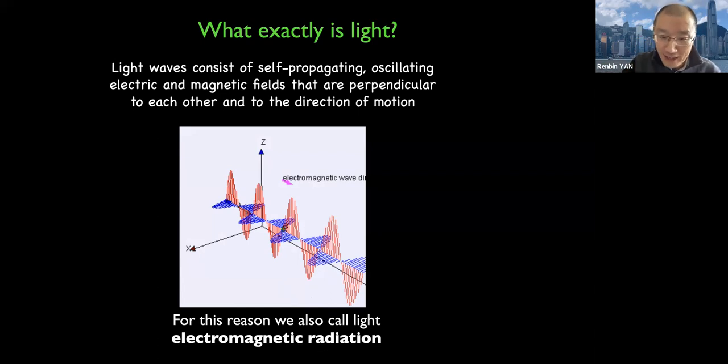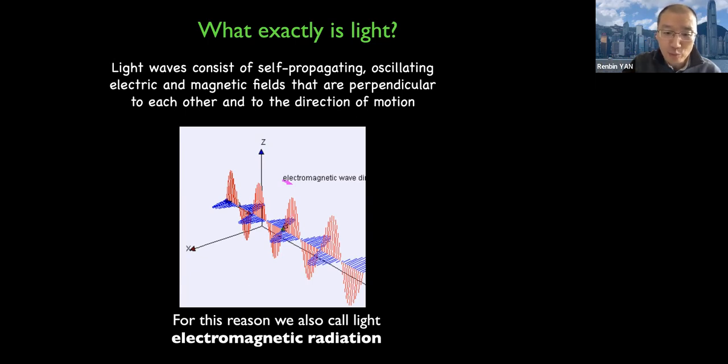It can propagate in air, in water, in glass, and it can actually propagate in vacuum. Even if you have nothing, light can propagate because it is an electromagnetic wave. As long as it generates those fields, it can propagate. And so that is the nature of light: it is an electromagnetic wave.